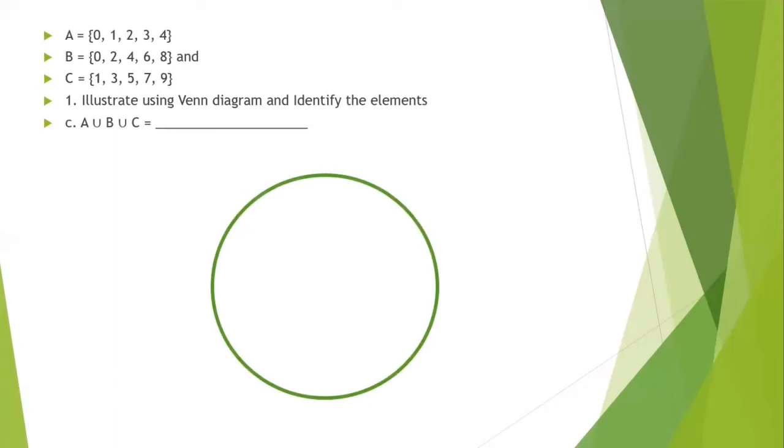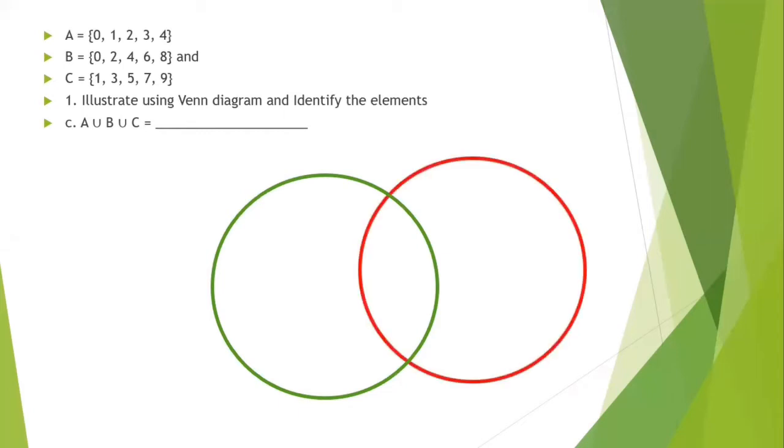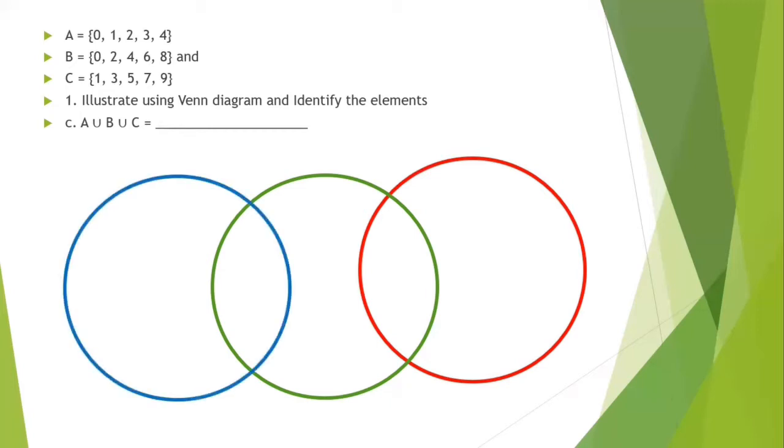Yan. Then, we're going to have the set B. Ayun, nandun siya sa kabila. Bakit kaya? Mamaya, malalaman natin yan. And here, we also have the last set, or the last circle, the set C. We have the blue one. Nakita nyo, nag-overlap? Okay, now, isa-isa nating isusulat.